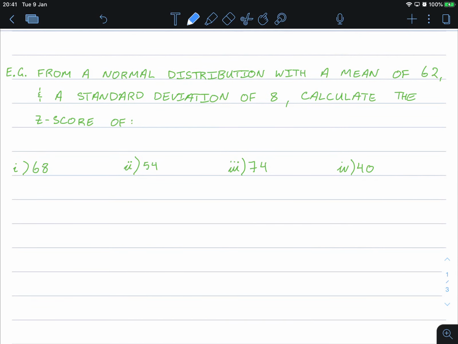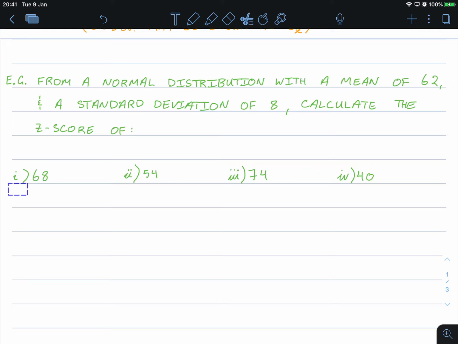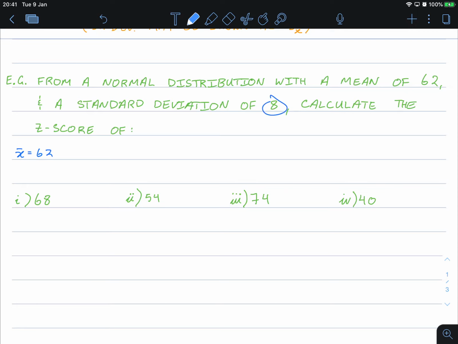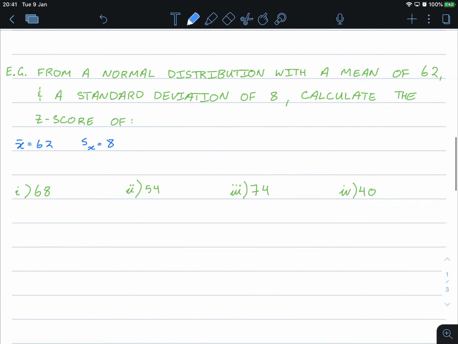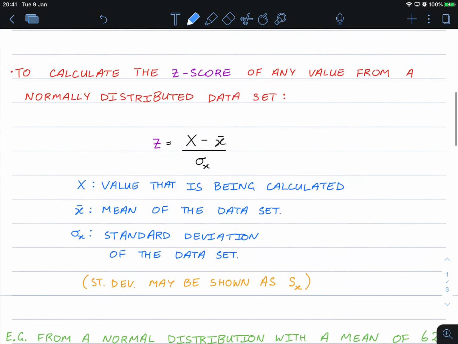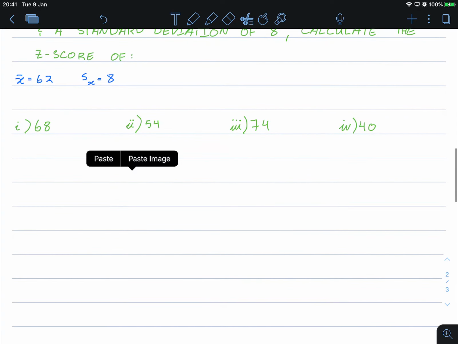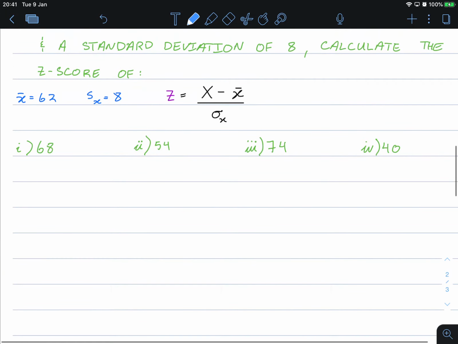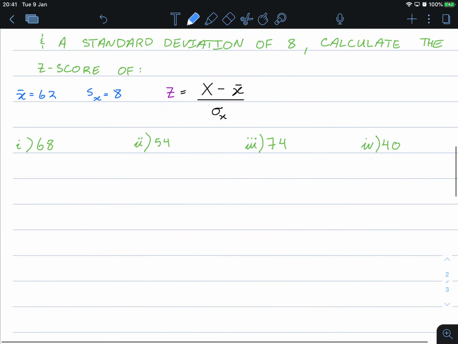So from a normal distribution with a mean of 62, let's write this down so we can summarize it. So x bar is 62 and a standard deviation of 8. So Sx, or you can use sigma x, whichever you like, is 8. Let's find the Z-scores of these numbers here. Let's copy down this formula because we're going to be using it. We want to calculate the Z-score, and we've been given the mean and the standard deviation. So Z is equal to x minus 62 over sigma x, or the standard deviation, which is 8.